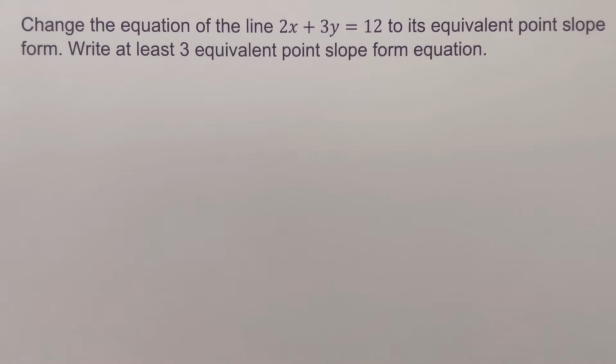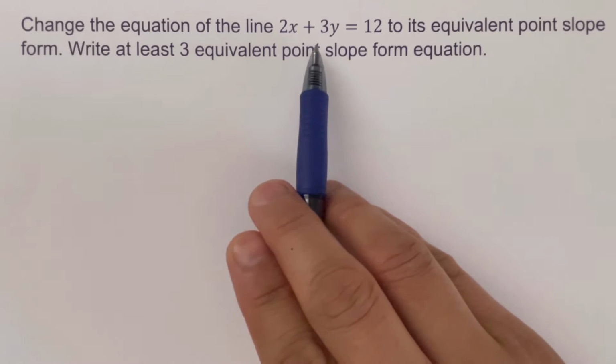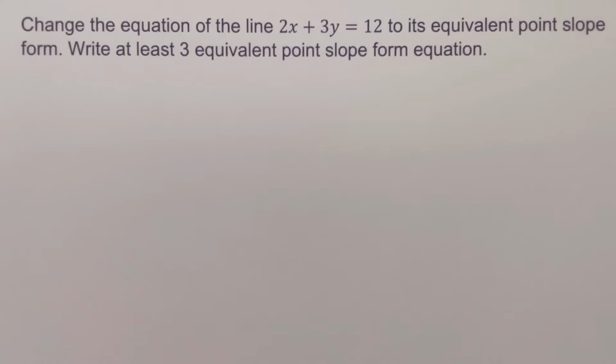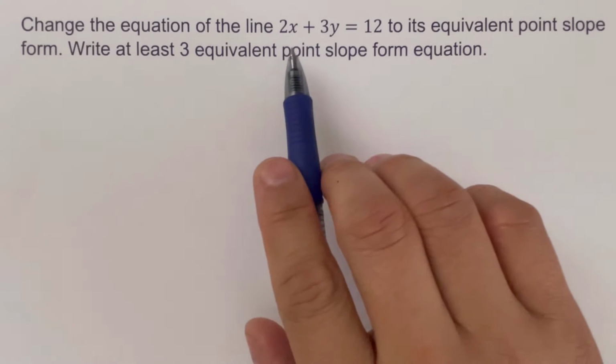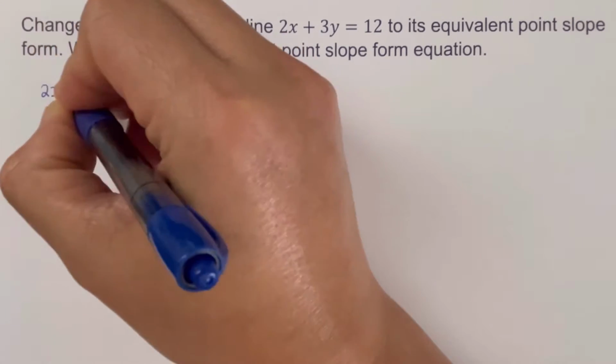Okay, going back to the example right here, change this given equation of a line 2x plus 3y equals 12 to its equivalent point-slope form. Write at least 3 equivalent point-slope form equations. The first step that we're going to do is to change this given standard form here to its equivalent slope-intercept form. So I'm going to go ahead and write that equation down here.